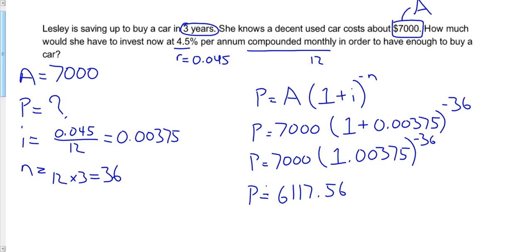When you're looking at word problems around present value and future value, try to figure out very quickly: if the person has the money right now, that's the present value. If they need money in the future, that's the future value. In this case, she needed $7,000 in the future, so we already knew that. That means we were trying to figure out how much she'd have to invest right now.